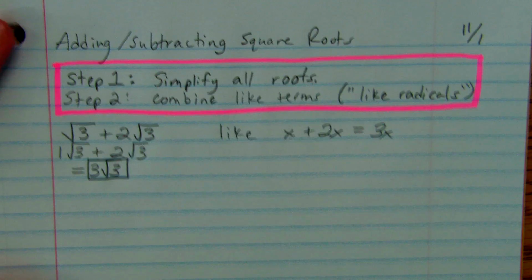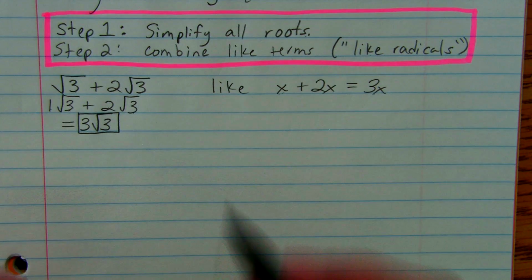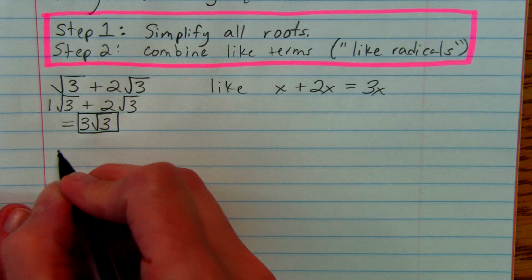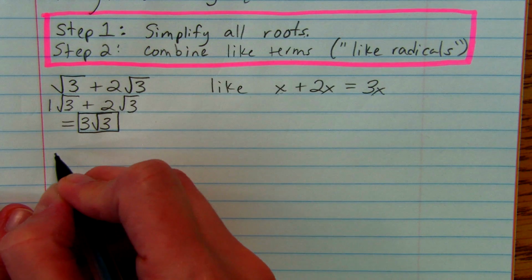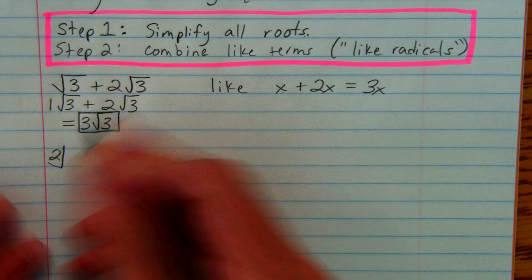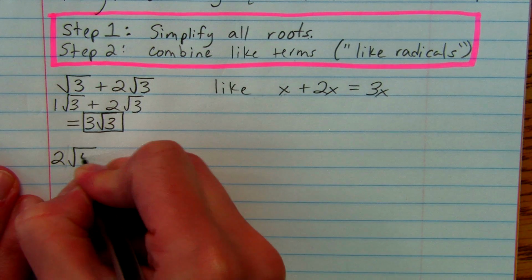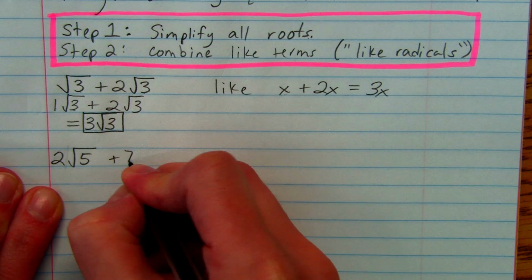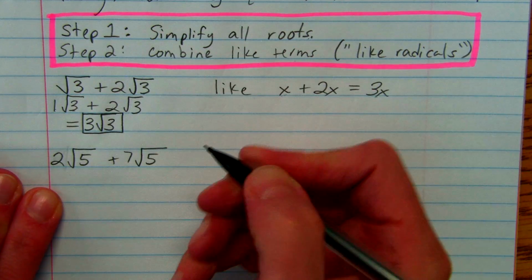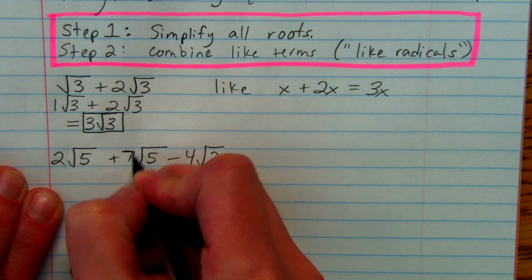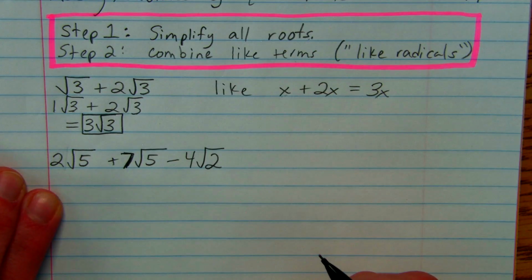So I'm going to show you another, longer example. If I have 2 square root of 5 plus 7 square root of 5 minus 4 square root of 2. Okay, hold on for 1 second. So take a second to write it down.